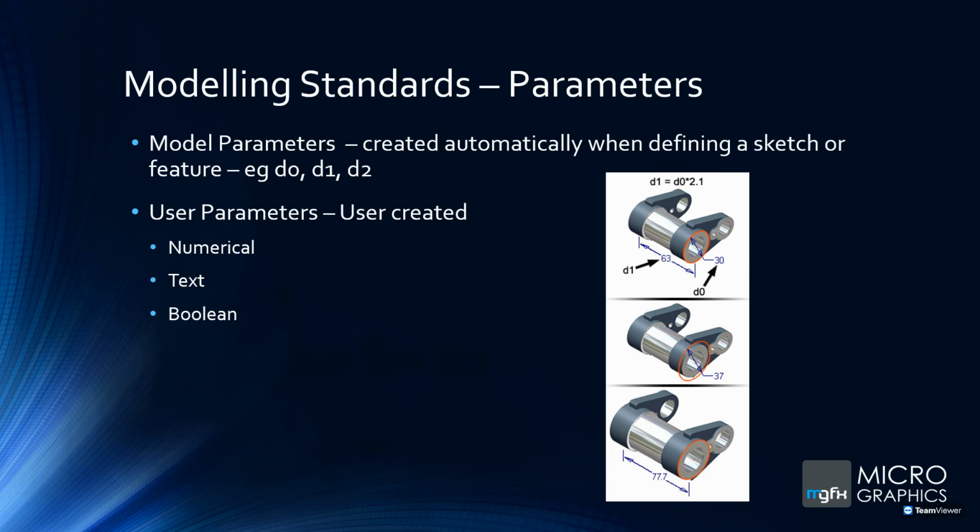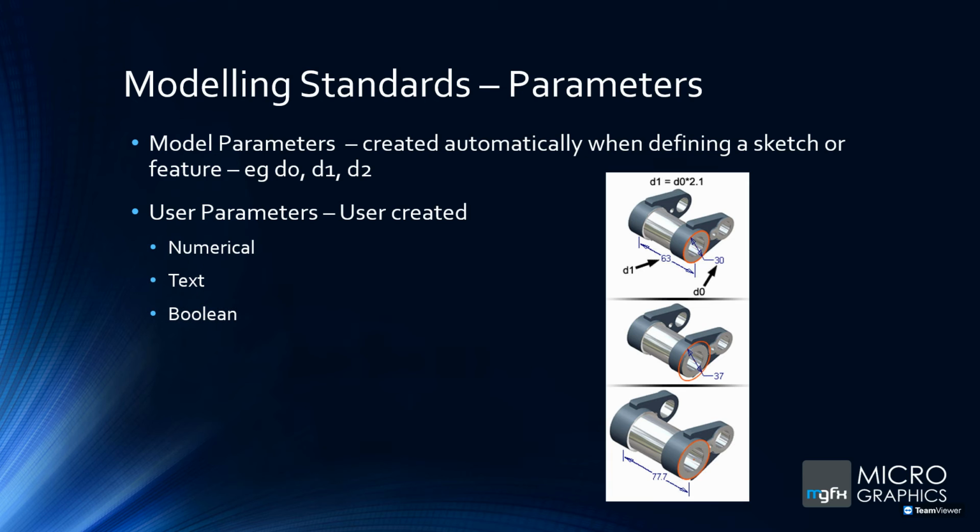Now, the model parameters get created automatically, okay? And as I said, they're defined as D0, D1, D2, and they're assigned to sketches or features. The problem with model parameters is that if you delete that feature, it deletes the model parameter as well. So you can't reuse it for something else. Okay, so you need to take note of that.